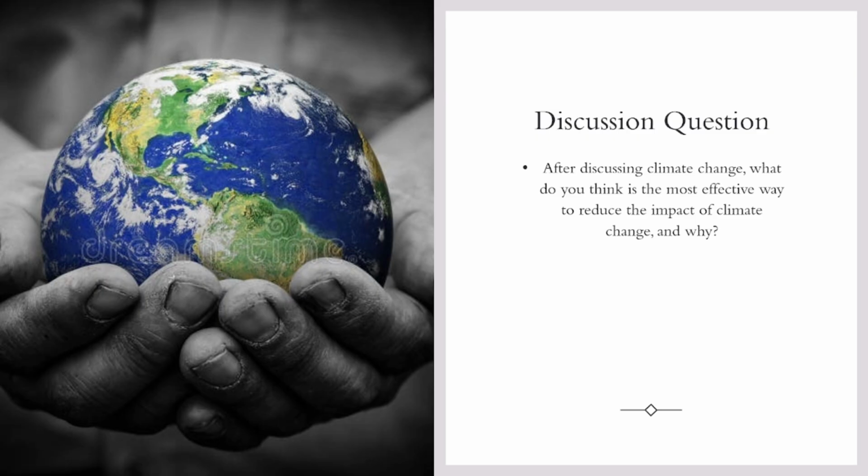To conclude my presentation, I'd like to leave you with a question to think about. After learning the causes and impacts of climate change, as well as some of the technologies that can help reduce greenhouse emissions, what do you think is the most effective way to reduce the impact of climate change and why? There are many possible solutions, including using more renewable energy, improving technology, making changes in our daily lives, and creating environmental policies. I'm interested in hearing your thoughts and seeing which solutions you believe would have the greatest impact.